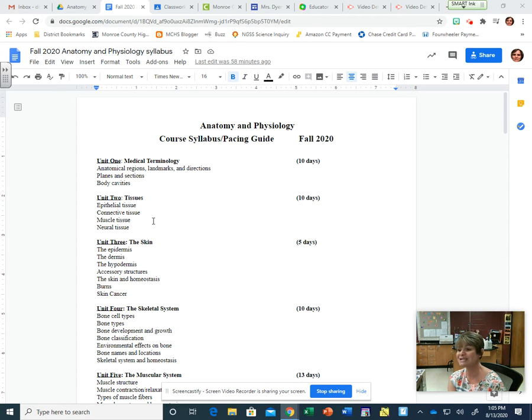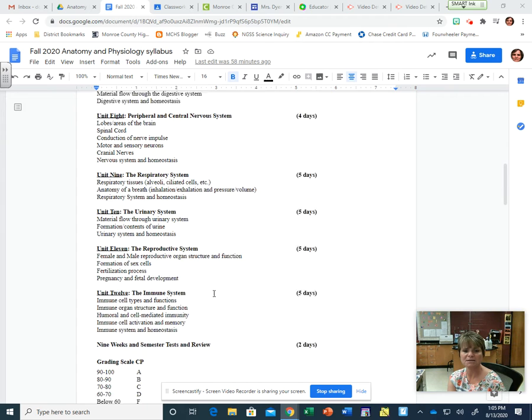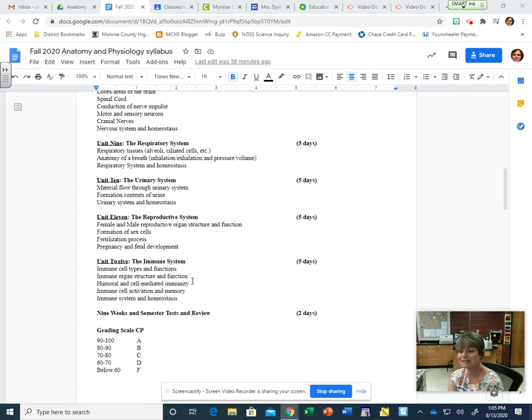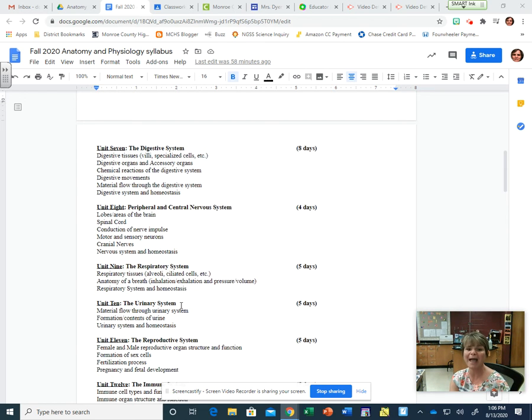From there, we're going to learn about tissues in the human body, and then we're going to be going into the different systems. Now, I think it is like 12 units. Basically you have 10, 11 systems in the human body. We probably won't have time to go over all of those. We usually get down to about the nervous system, and then we usually run out of time.